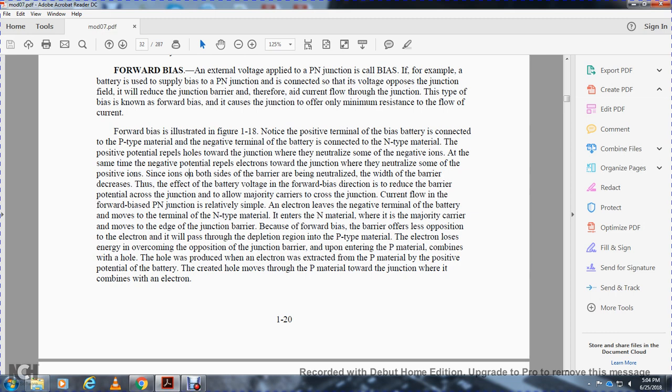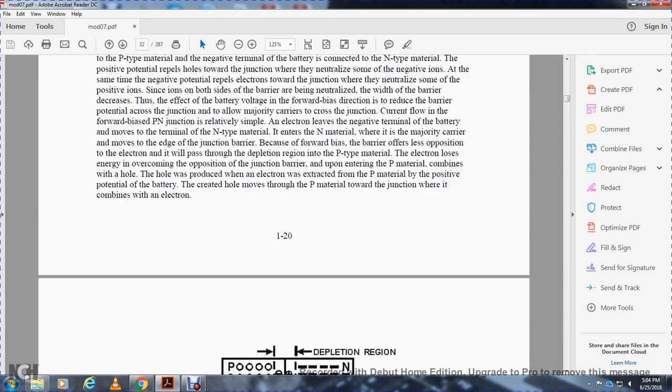This allows the majority carriers to cross the junction. Current flow in the forward-biased PN junction is relatively simple. Electrons leave the negative terminal of the battery and move to the terminal of the N-type material. In the N material, the majority carriers move to the edge of the junction barrier. The forward bias reduces the barrier, which offers less opposition to the electrons, and they pass through the depletion region into the P-type material. The electrons leave with enough energy to overcome the opposition of the junction barrier. Upon entering the P material, they combine with holes. Electrons are extracted from the P material by the positive potential of the battery. Created holes move through the P material toward the junction, where they combine with electrons.